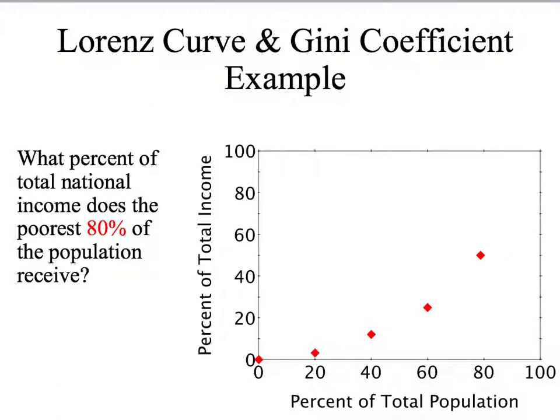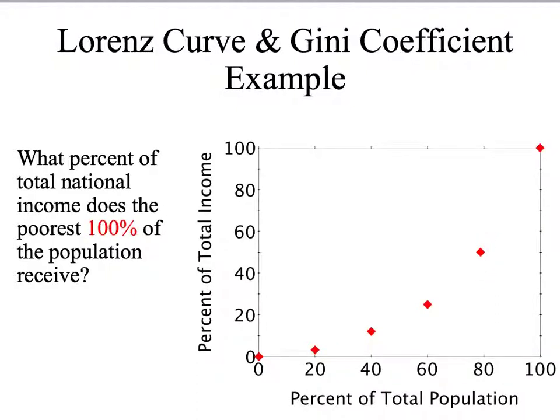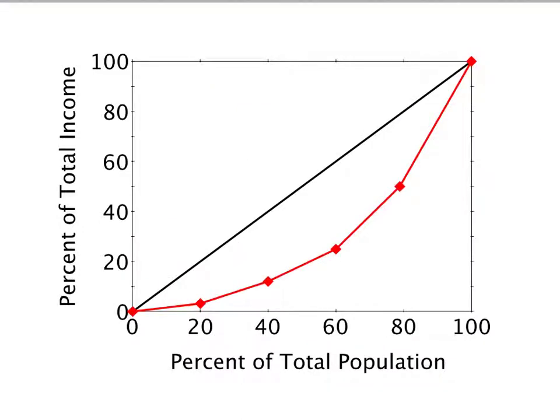Finally, what percent of the income does the poorest 100% of the population receive? Well, at 100% of the population, we're going to have 100% of the total income. So we always have our end point at that top right corner, just as we always have our starting point at the bottom left corner. Now we can just connect the dots, and we have our Lorenz curve. And so this traces out, as we increase the level of the population, how much the percent of total income increases.